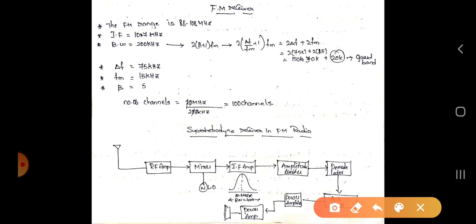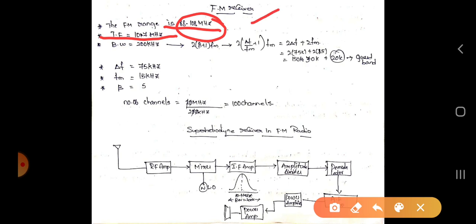In the FM receiver, as you know, nowadays even in our mobiles we have the FM radio, and we can only tune from 88 to 108 megahertz. That is the FM radio range. The intermediate frequency depends upon our application, but in all the textbooks it is mentioned that the intermediate frequency is 10.7 megahertz.